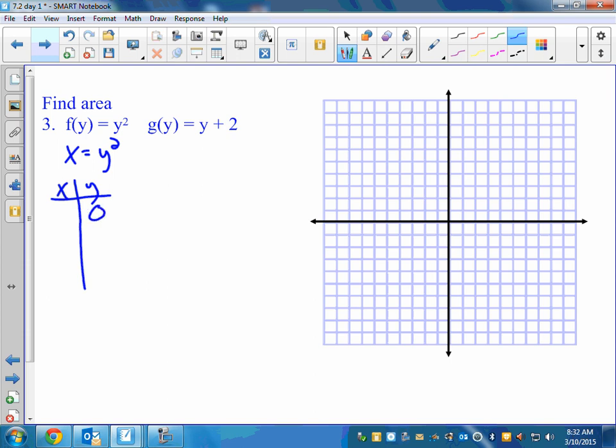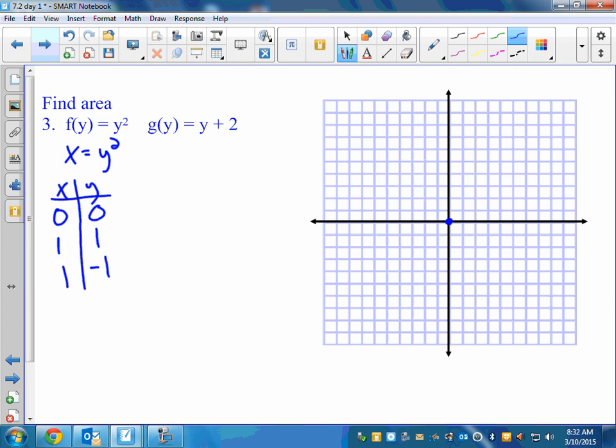Like if you pick 0 for y, you get 0 for x. If you pick 1 for y, you get 1 for x. If you pick negative 1 for y, you also get 1 for x. So this is not a function, right? It doesn't pass the vertical line test. And those are really the ones that it's useful to integrate in terms of y.